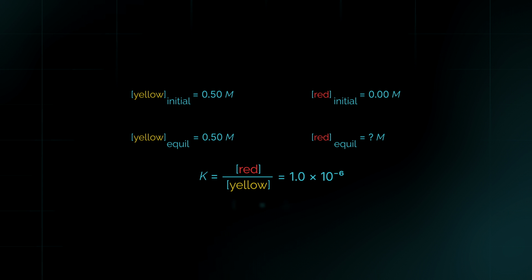This comes out to be 5.0 times 10 to the power of negative 7 molar, the same value we got before. Why? Because both approaches rely on the same key idea. The amount of yellow that converted to red was so small that the equilibrium concentration of yellow is still effectively 0.5 molar.